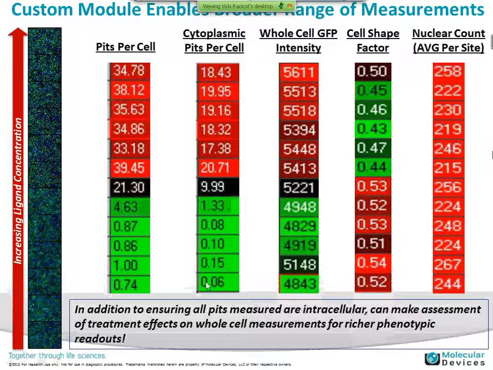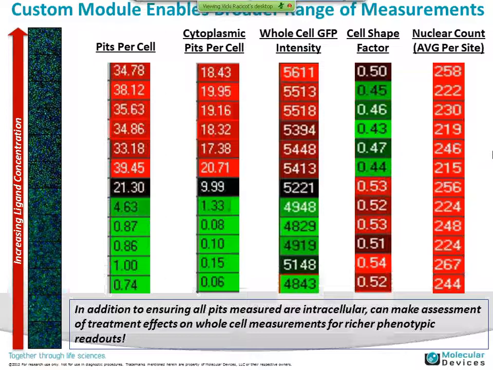So here we have our cytoplasmic pits per cell measurement. We can see that it also trends similarly with our increasing ligand concentration as we move up the column. We can also see a change in the whole cell GFP intensity, as well as a change in shape factor, while we're not seeing any real effect on our cell density. So this particular ligand is not impacting the health of the cell significantly.